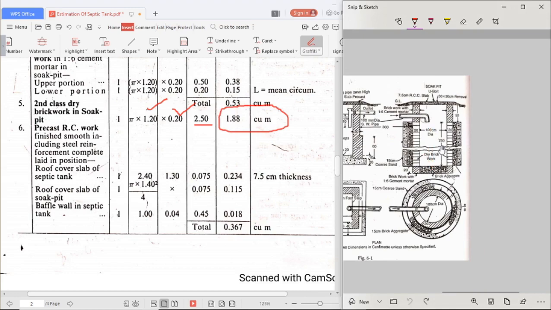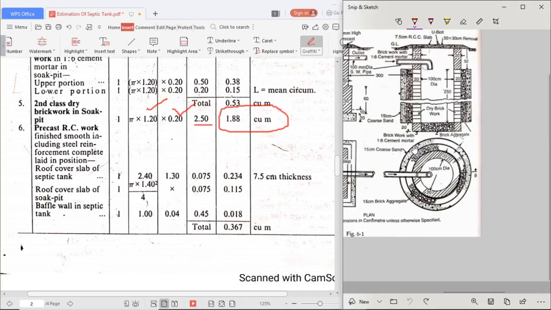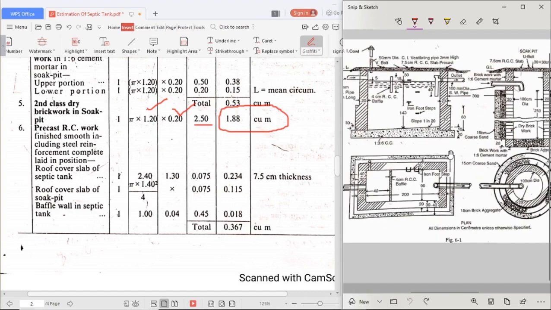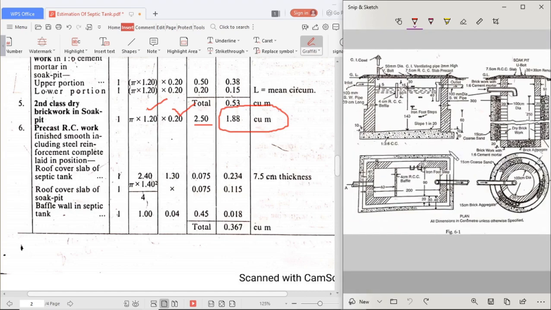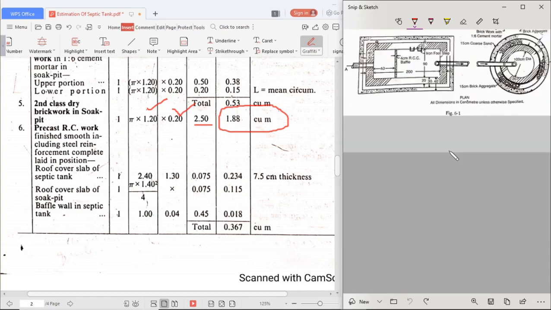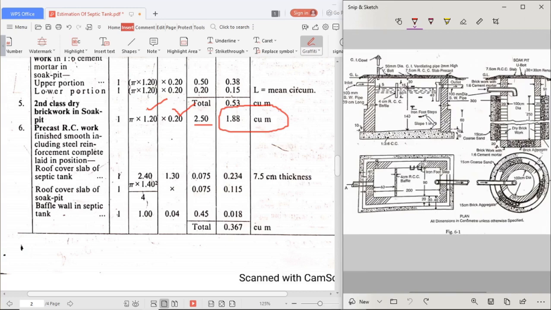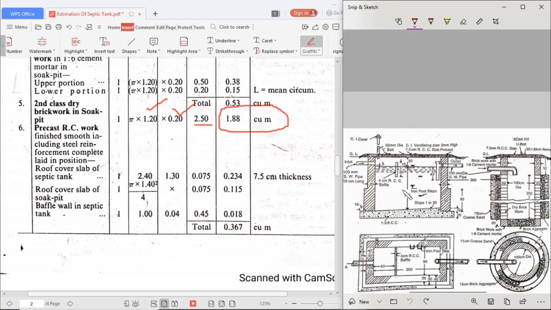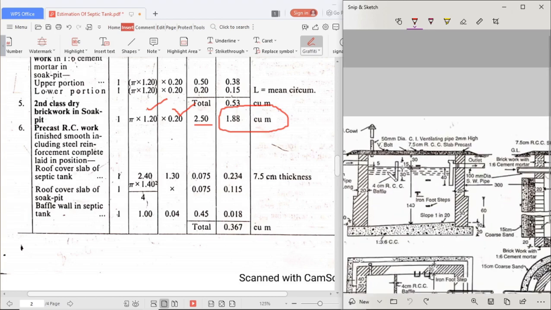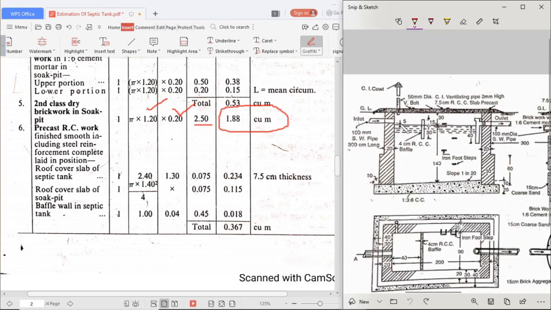So we did excavation, then CC bed, cement concrete work, then brickwork for both septic tank and soak pit. After the brickwork, what do we have to place? We have to place the RCC slab, which is given to us in precast form. For the septic tank it is different, for the soak pit different. First we will consider the precast roof slab for the septic tank.